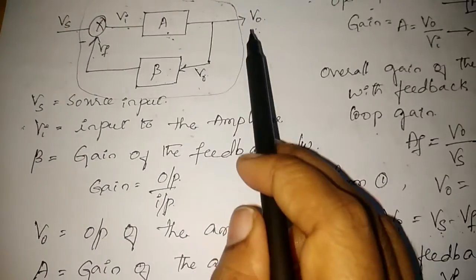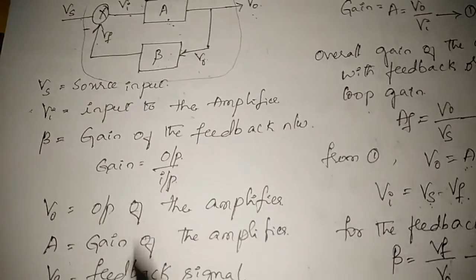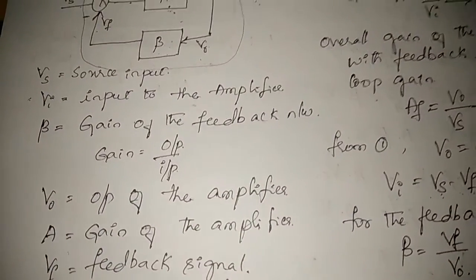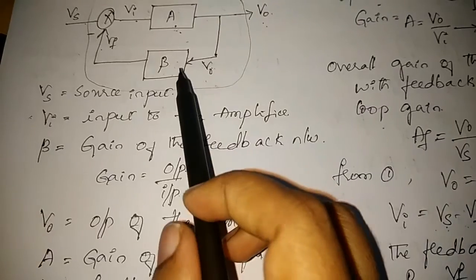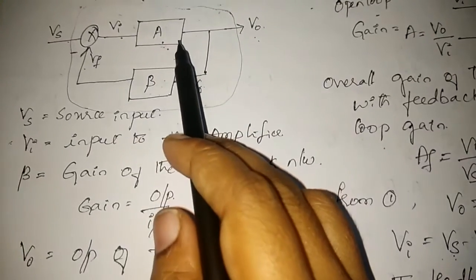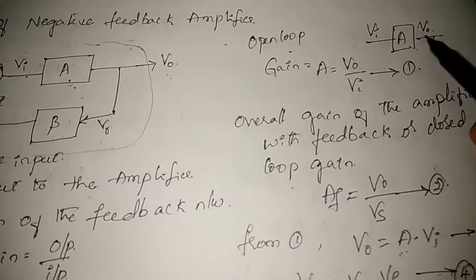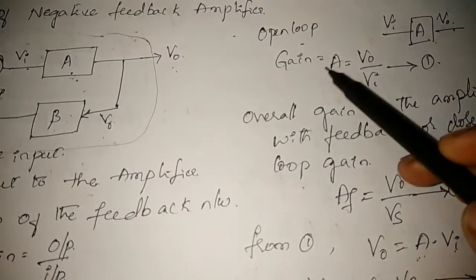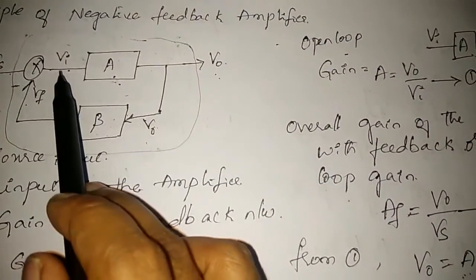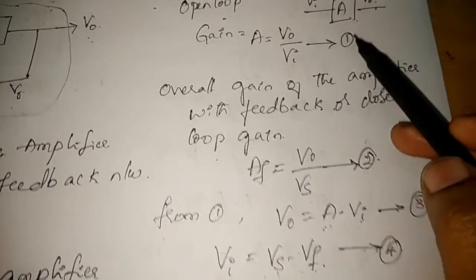Next you have the V naught signal, which is the output of the amplifier. Next we have A, which represents the gain of the amplifier, and Vf, which represents the feedback signal. Now the very first thing you have to consider is the open loop gain of the amplifier, that is the gain of the amplifier without the feedback. Without feedback, what is the gain of the amplifier? We can say that as open loop gain, which will be equal to A, equal to V naught divided by Vi. I am not considering the feedback here, so it is V naught divided by Vi. Let me take this as equation 1.